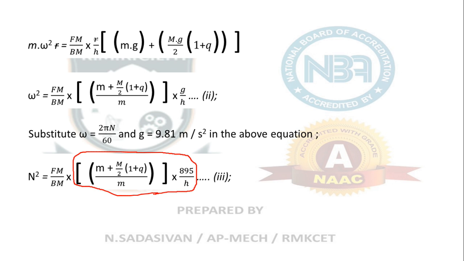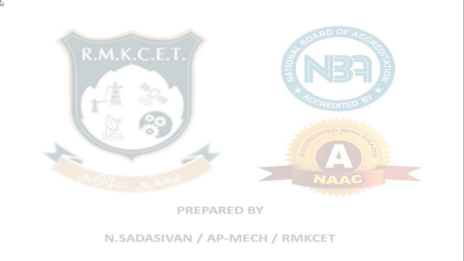Okay. In front of that, you will have Fm by Bm for a Proell governor. It's almost similar. Just that Fm by Bm ratio is to be put in front of the Porter governor formula for getting the formula for a Proell governor. Okay, so that completes the derivation. N square is equal to Fm by Bm into M plus m by 2 into 1 plus q divided by m into 895 by h. It's very simple to remember because you already know that.